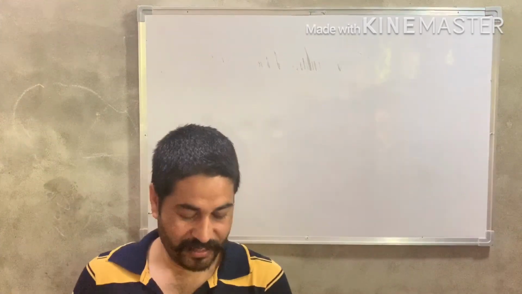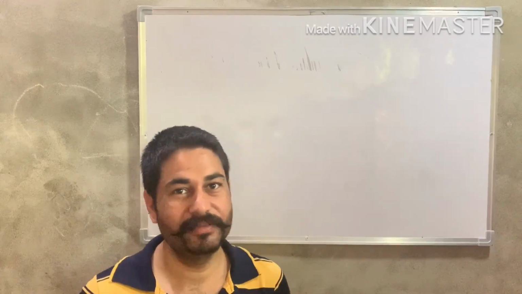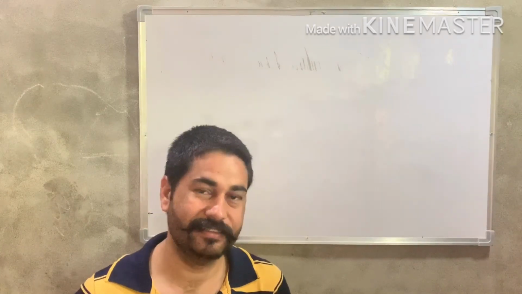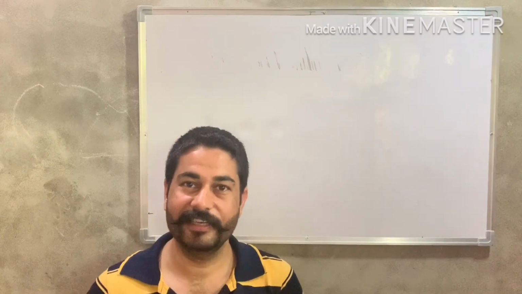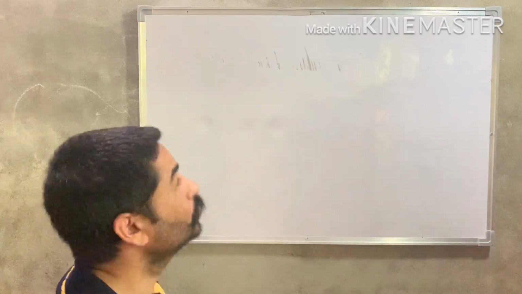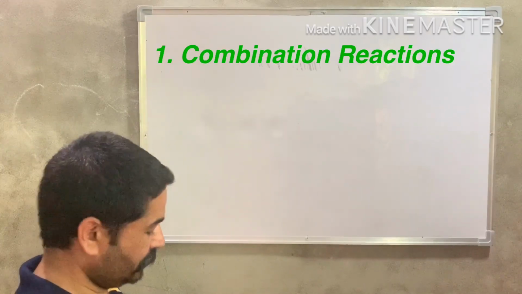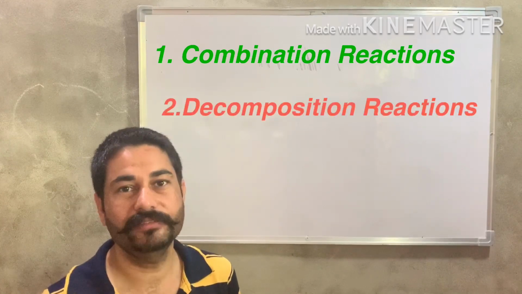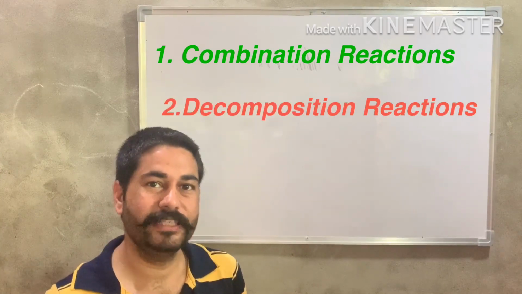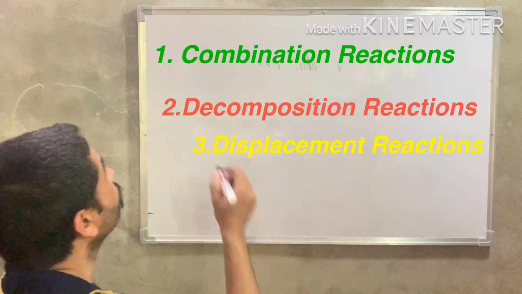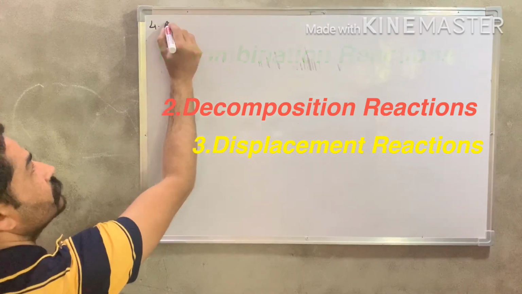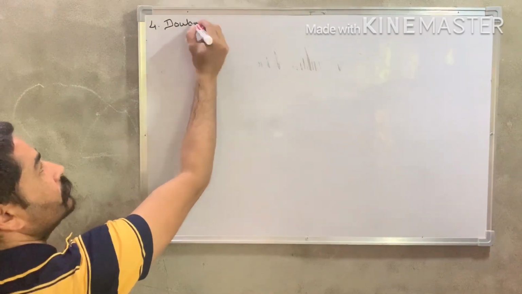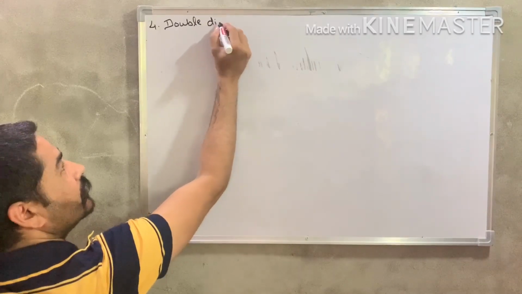Hi, I'm covering 10th standard science syllabus with you, and this is my 6th lecture on chemical reactions and equations. In the previous lecture we have done combination, then second we have done decomposition, and third we have done displacement reactions, and this is the fourth one. Let's start with double displacement reactions.